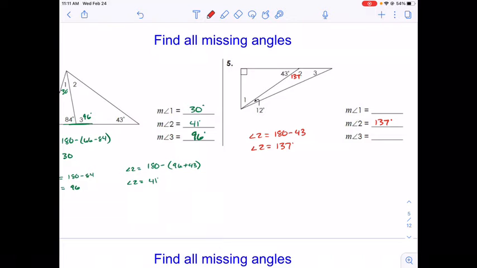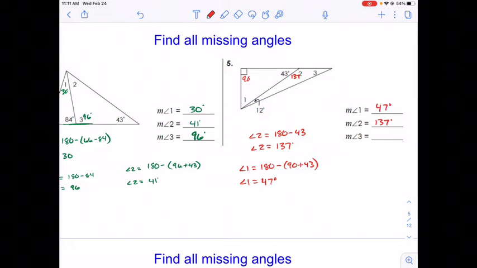Now, angle 1 here, which is also easy, we know that this is a right angle, okay? So this is 90. We know this other angle is 43. So we can say that angle 1 is equal to 180 minus, we're going to add 90 plus 43. So angle 1 is going to give us 47 degrees.